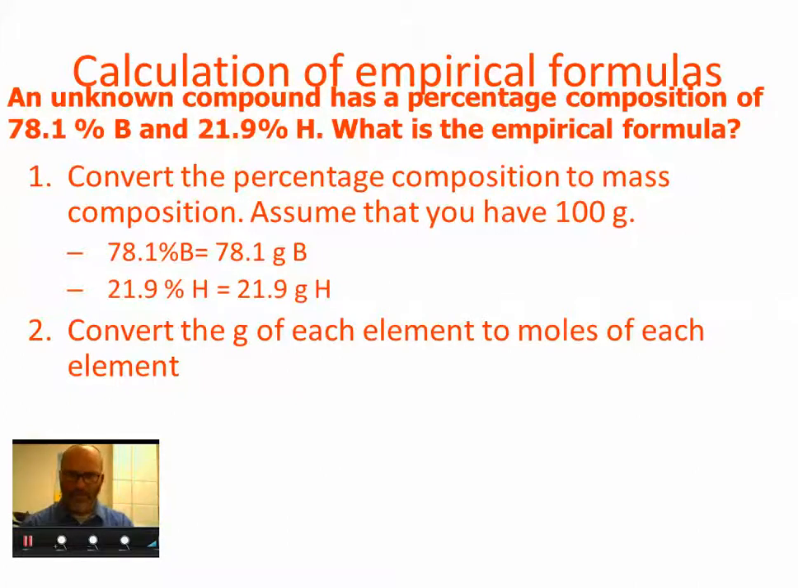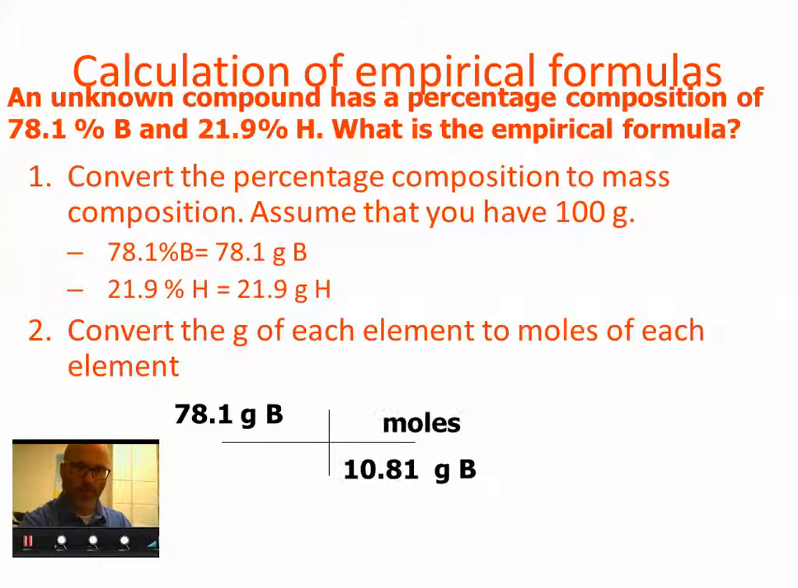The second step then, and this is a key step because you can't compare the amounts of the elements in the compound when they're in grams. You can only do that when they are in moles. So we have to convert the grams of each element to the moles of each element. So let's convert 78.1 grams of boron to moles of boron. And then we know in 1 mole there's 10.81 grams of boron. So we have 7.22 moles of boron.